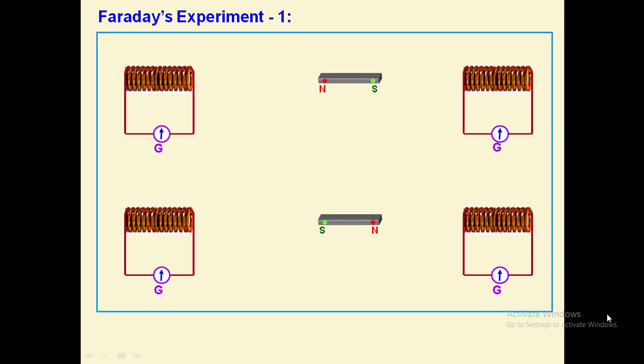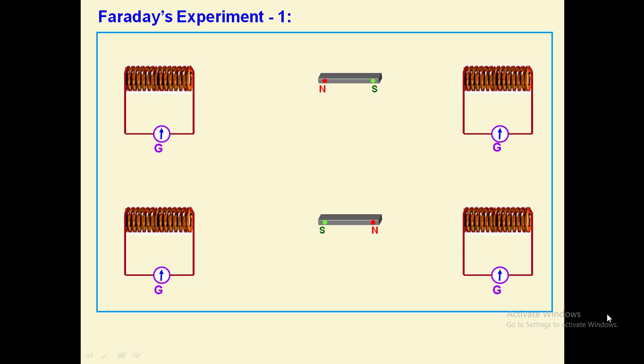In the previous chapters, we have learned that whenever current is passed through a conductor, it will develop a magnetic field around it. That means a current carrying conductor can produce a magnetic field. Now, scientists thought that when a current carrying conductor is able to produce a magnetic field, why not a magnetic field produce current? In order to know that, a scientist called Faraday did some experiments.